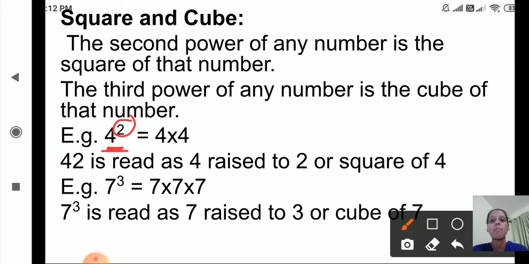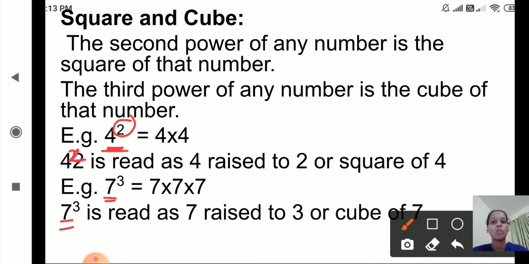Now the second example we will see, that is 7 raised to 3. It means the third power of any number is the cube of that number. Now we will multiply 7 how many times? 3 times. 7 multiplied by 7 multiplied by 7. And how will you read this? 7 raised to 3 or cube of 7. Hope you are clear with this.